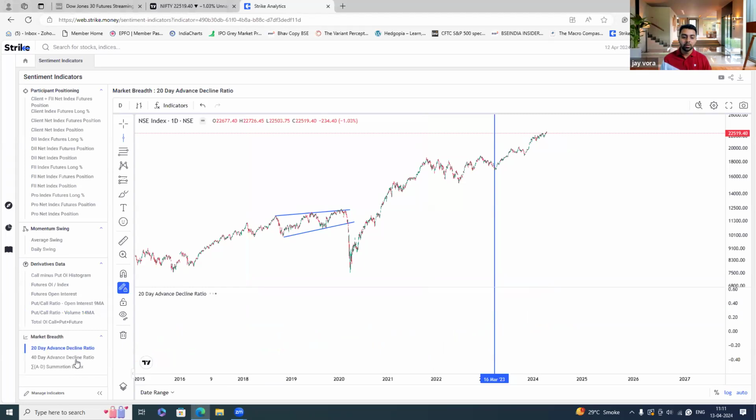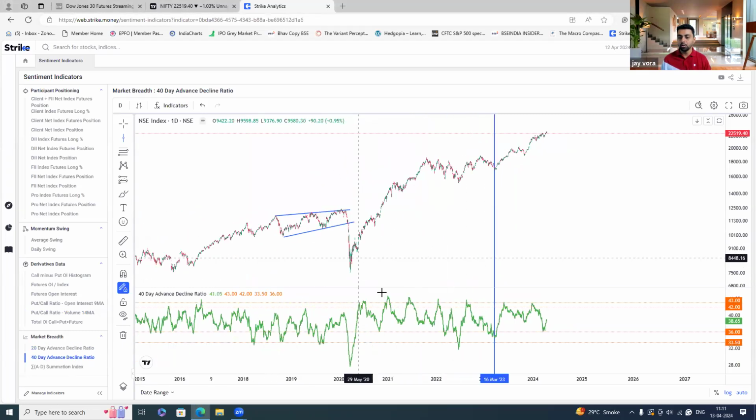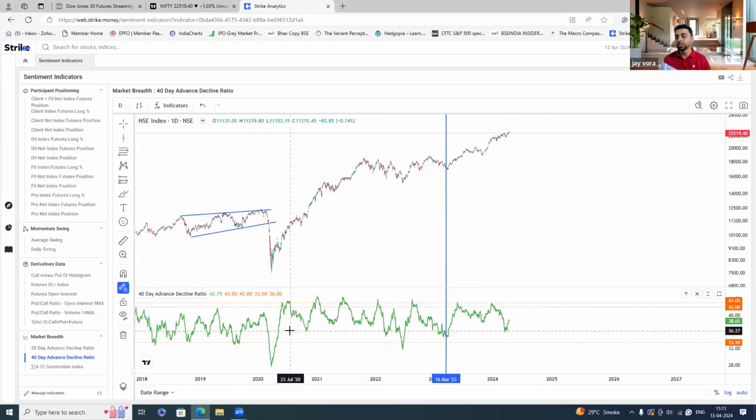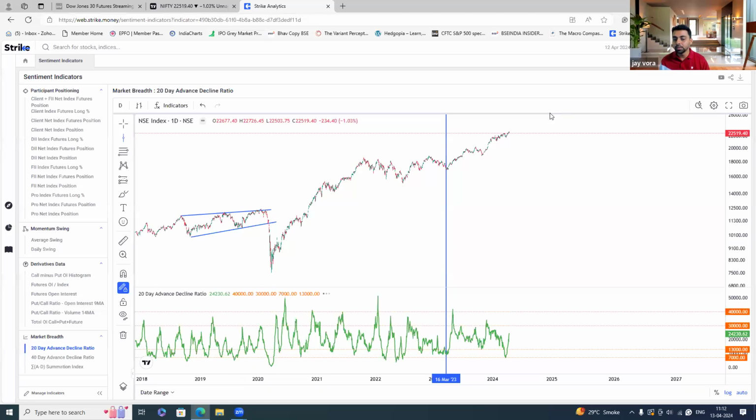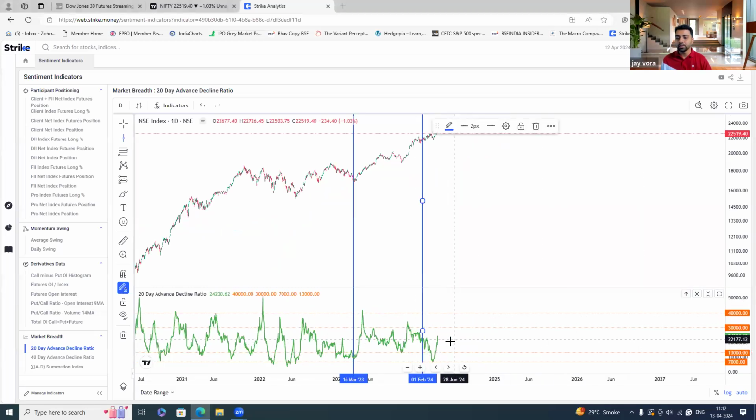The other one now is the breadth. I mean, this is something which all of y'all might be very well versed with. So what we do over here is that we take the AD ratio and we smoothen it with the 20-day and the 40-day average to get short-term and medium-term signals. Now over here, one thing which I want people to understand is that the value over here doesn't matter. Okay, it's the shape of the line that matters, and whether we are reaching the overbought or oversold zone.